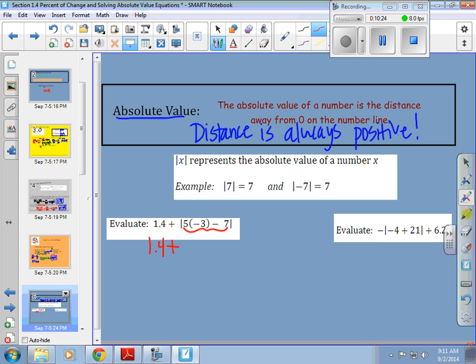So I have 1.4 plus negative 15 minus 7 in the absolute value bars. Now I take negative 15 minus 7, which will give me the absolute value of negative 22. Now I calculate the absolute value of negative 22. Well, the absolute value of negative 22 is 22 because it's always positive. And then I would have 1.4 plus 22, which will give me 23.4. Okay, so there is my solution.